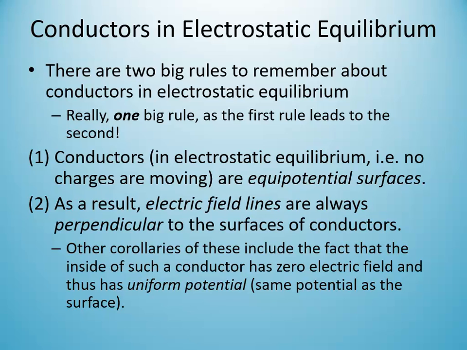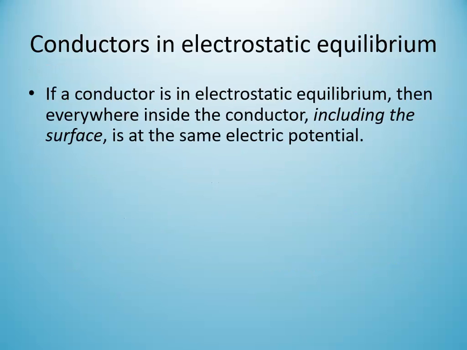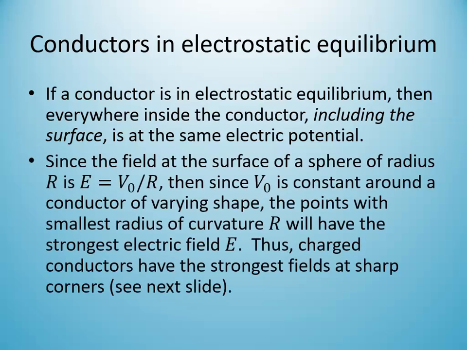Generally speaking, electrostatic equilibrium is restored very quickly when a conductor is subjected to a quick change in an electric field. So any electric field lines must always be perpendicular to the surfaces of conductors. And thus, since there is no parallel component of that, everywhere inside the conductor, including the surface, must be at the same electric potential.